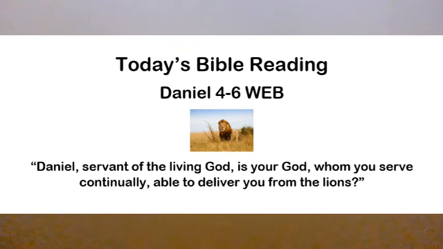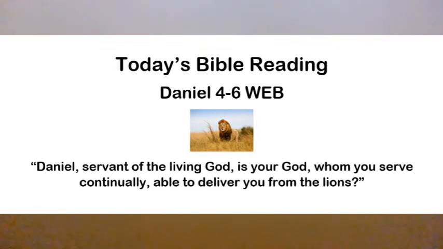Then the part of the hand was sent from before him, and this writing was inscribed. This is the writing that was inscribed: Mene, Mene, Tekel, Upharsin. This is the interpretation of the thing. Mene, God has counted your kingdom and brought it to an end. Tekel, you are weighed in the balances and found wanting. Peres, your kingdom is divided and given to the Medes and Persians.